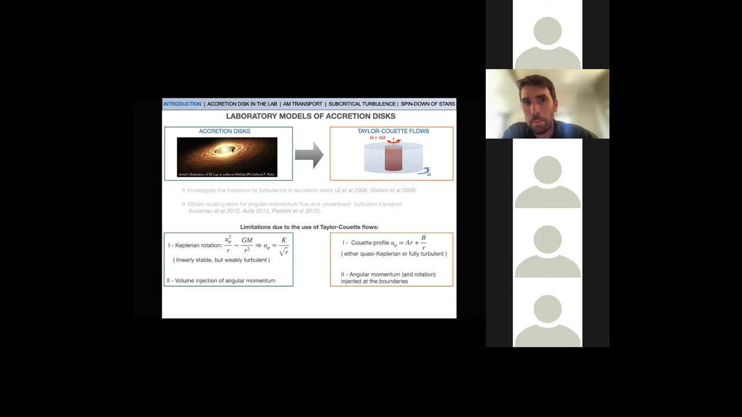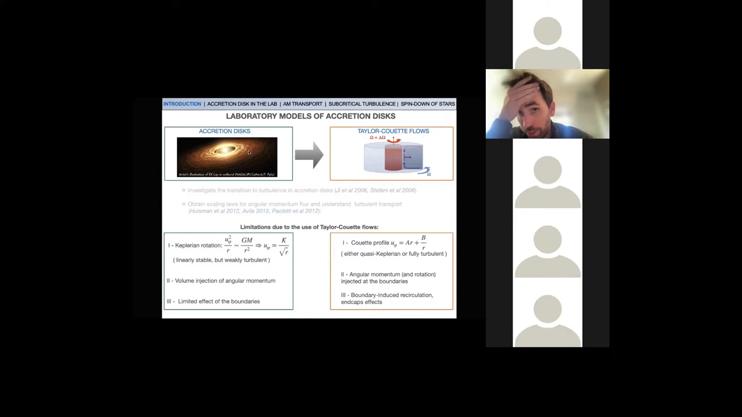And the last problem is again due to the boundaries. Taylor-Couette setups have some finite size, so there are end caps at the top and bottom, which generally drive some recirculation. So in addition to the Couette flow, you also have some recirculation. And this recirculation is a problem because it can transport the angular momentum locally, it can destabilize the flow, and so on. And again, it does not exist in an accretion disk, where the boundaries are almost absent. There are stress-free boundary conditions, it's a very large object. So in general, we can drop any consideration attached to the boundaries.